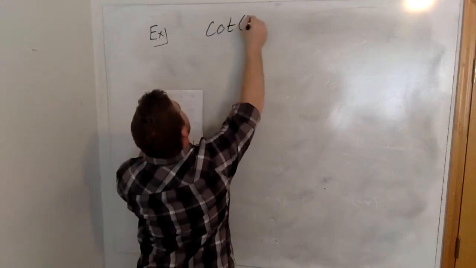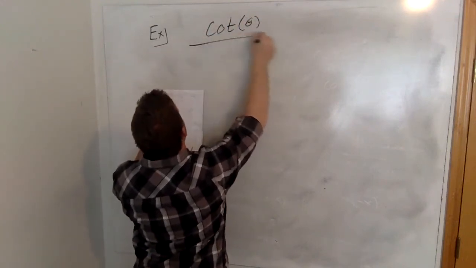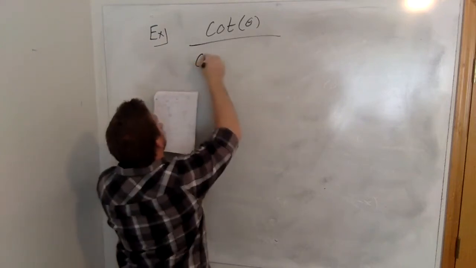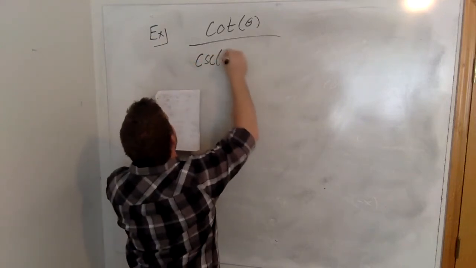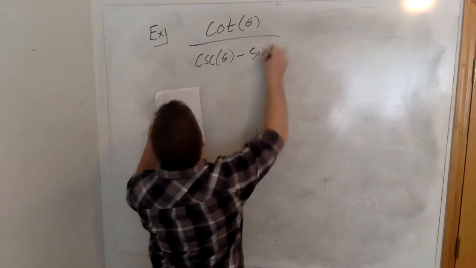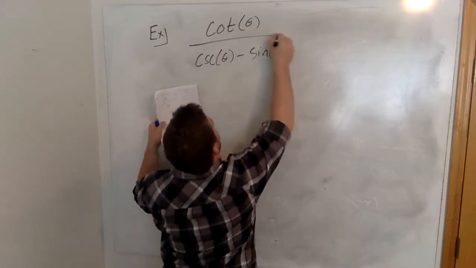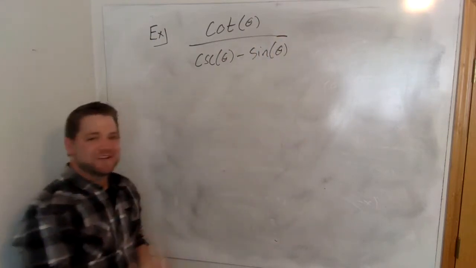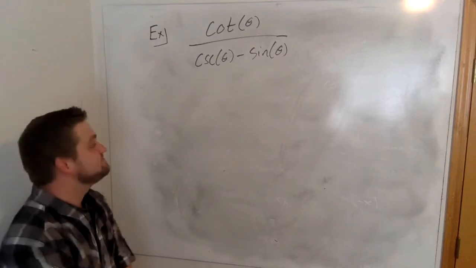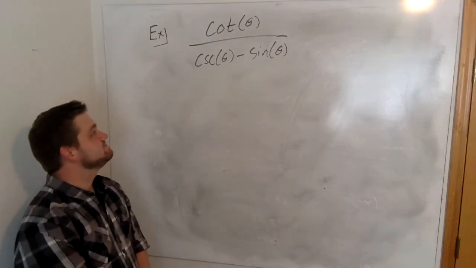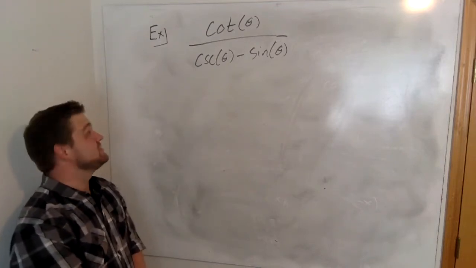Okay. How about the cotangent of theta all over, how about the cosecant of theta minus the sine of theta? Go ahead and pause the video and see if you can clean this example up. Okay, let's do it together.